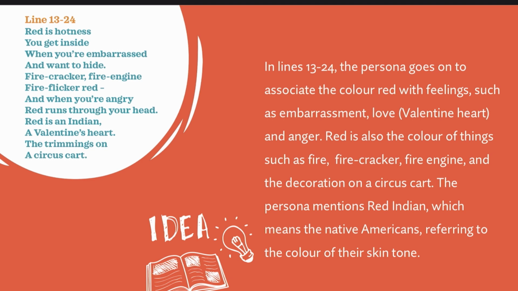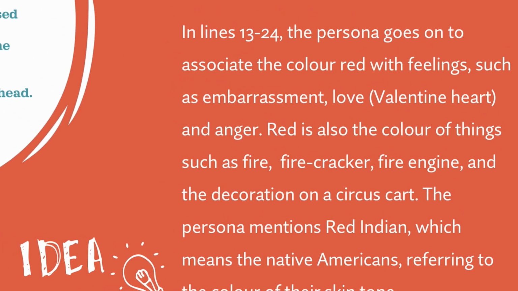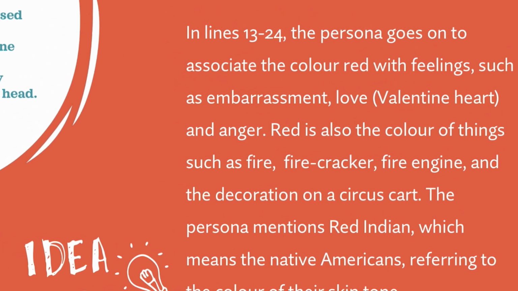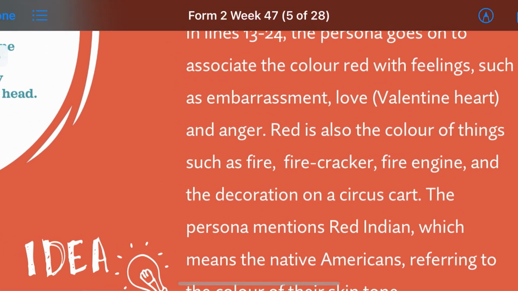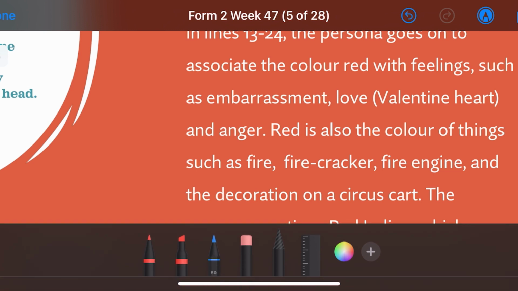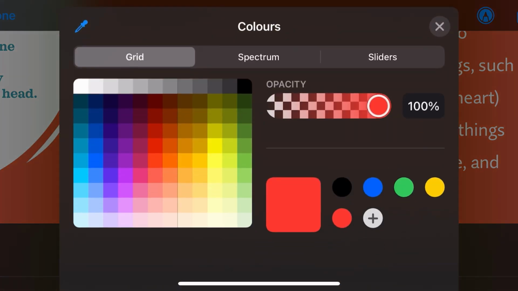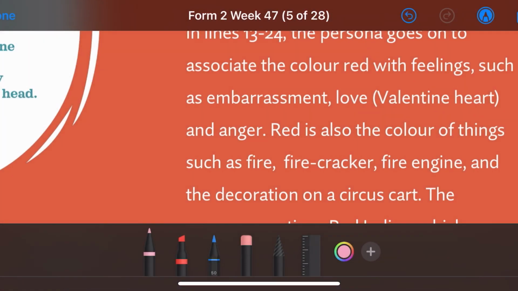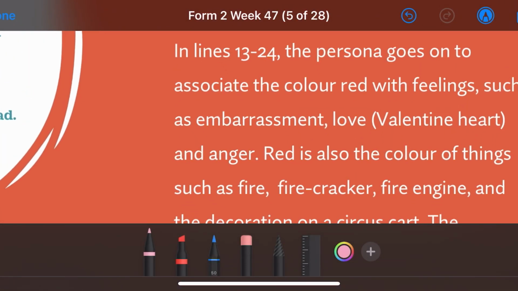Okay, in lines 13 to 24, the persona goes on to associate the color red with feelings. Okay, untuk line dekat sini, persona ni terus kaitkan warna merah tu dengan perasaan. Perasaan apa? Okay, feelings maksud dia perasaan. Okay, so kalau tak tahu, sekarang dah tahu feelings tu maksud dia apa? Perasaan. Okay, contohnya embarrassment, perasaan malu.